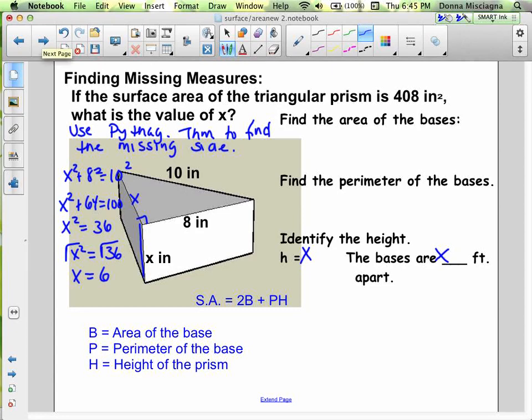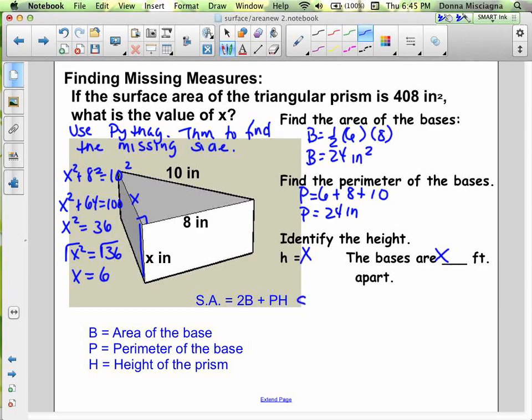So now the area of our base is equal to 1/2 times 6 times 8, which gives us half of 6 is 3. 3 times 8 is 24 inches squared, for once I put units. Perimeter of the bases, we just need to add those up. That's all there is to it. So 6 plus 8 plus 10 is going to give us 24. That's a coincidence, by the way. It just happens to be the numbers I chose. 24 inches.